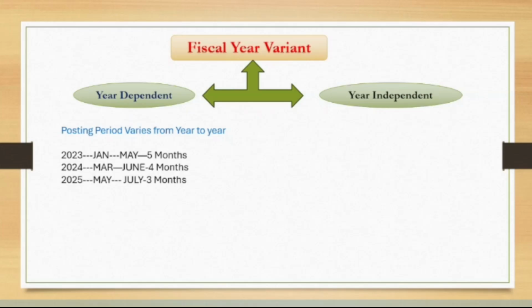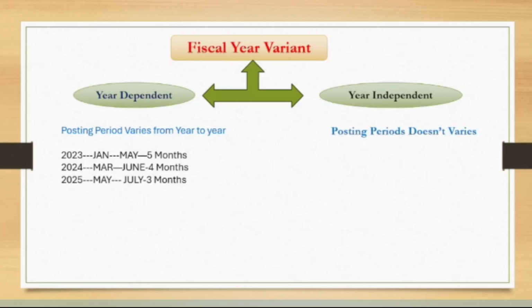So this type is mainly for seasonal businesses, or maybe at the time of acquiring any business or purchasing any new business, or takeover cases or acquisition cases, where year dependent fiscal year is used. This year dependent fiscal year is also known as short fiscal year because it is less than 12 months.